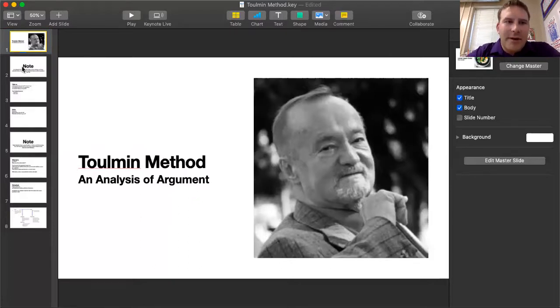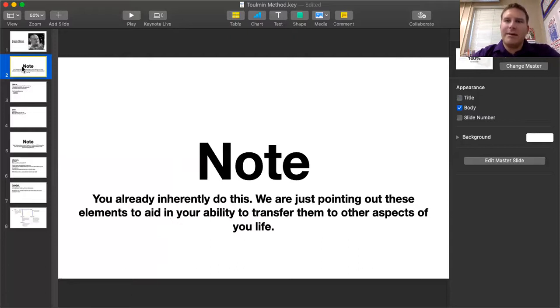Now, as I will point out, you already do this inherently. People automatically do this. This is one of those things that they automatically know how to do. And we're just pointing out these elements to help aid you in your ability to transfer them to other aspects of your life. Most of the time you do this in conversation.